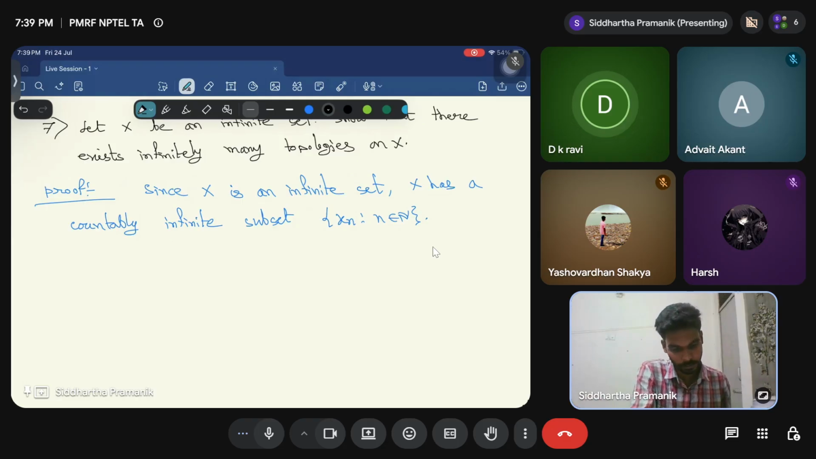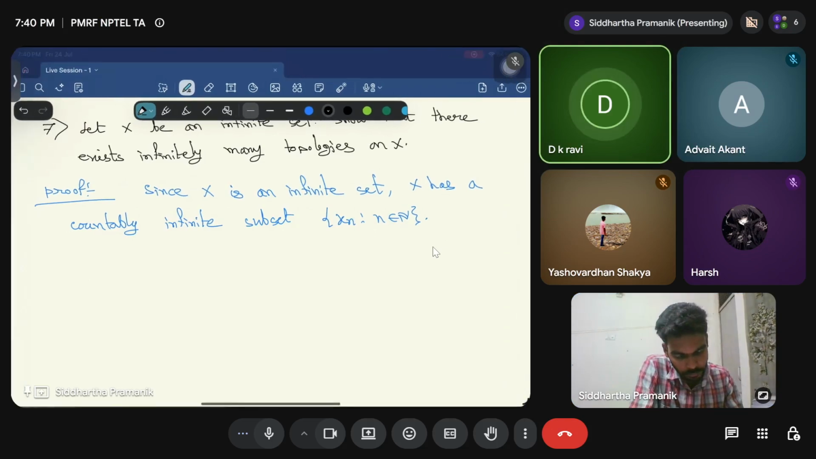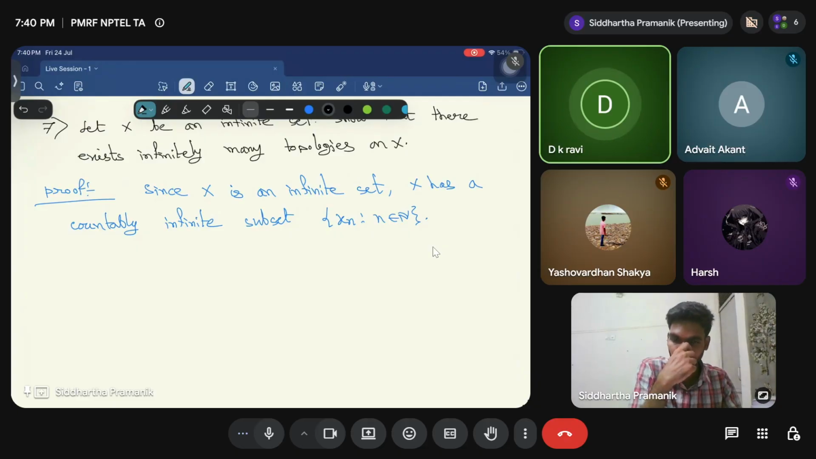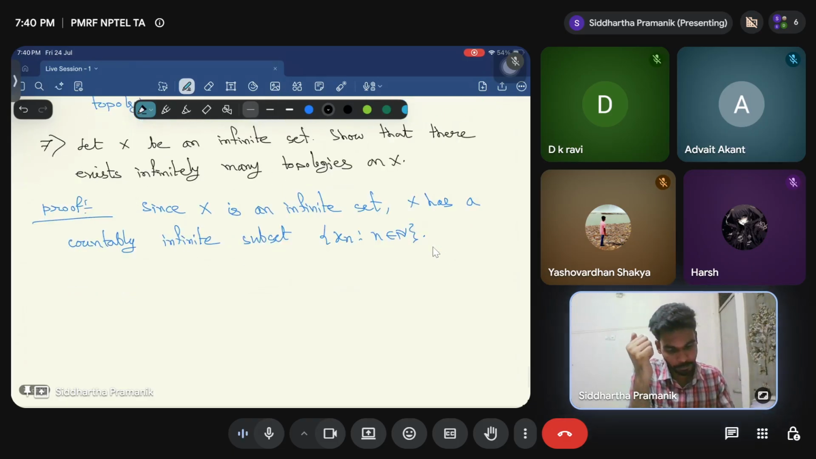Sir, but by taking each open set, I can form a topology. Just like a singleton, if I take any natural numbers, that is what I am going to do. Yes, sir. But I am asking about this statement.